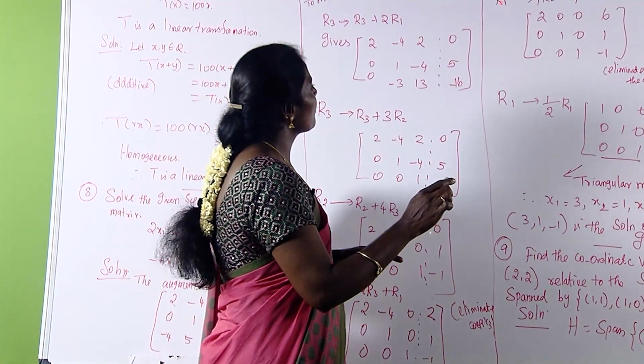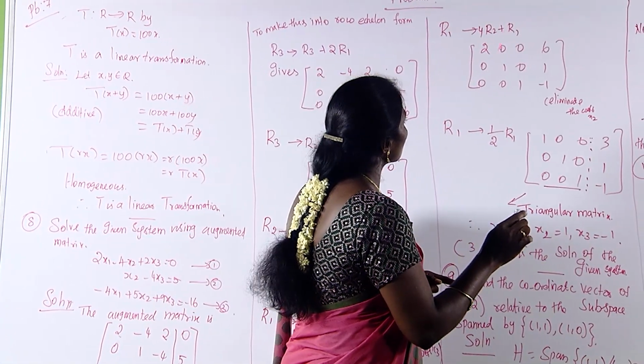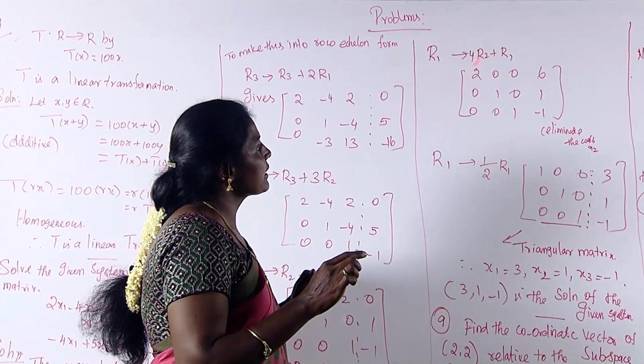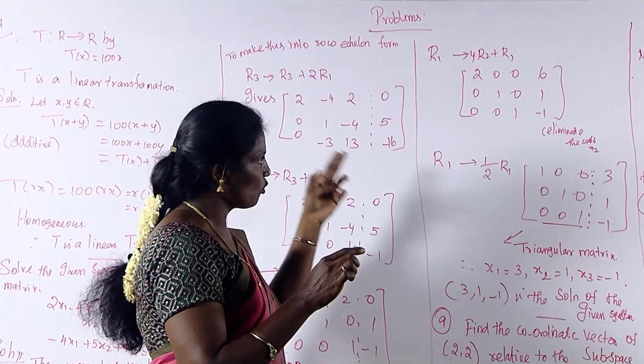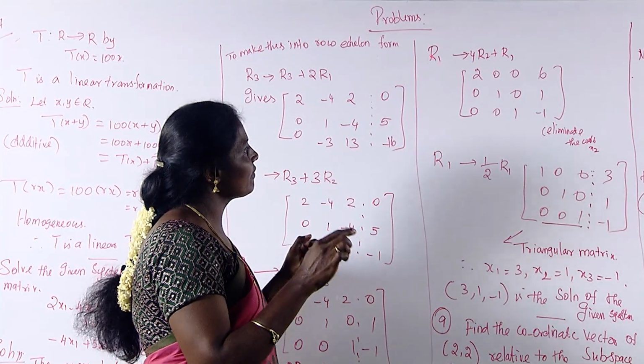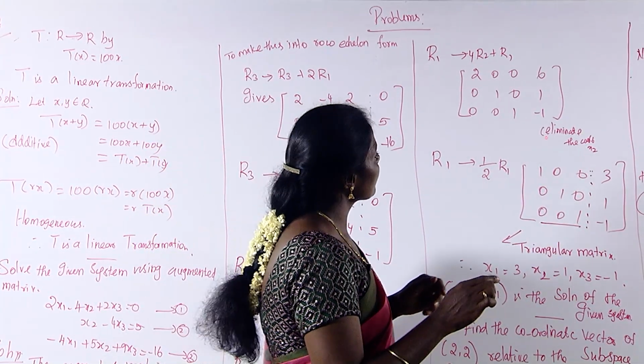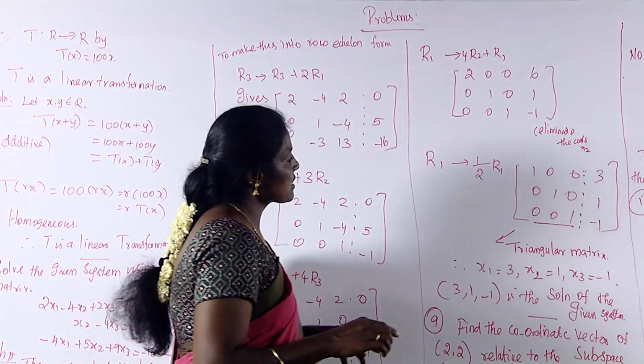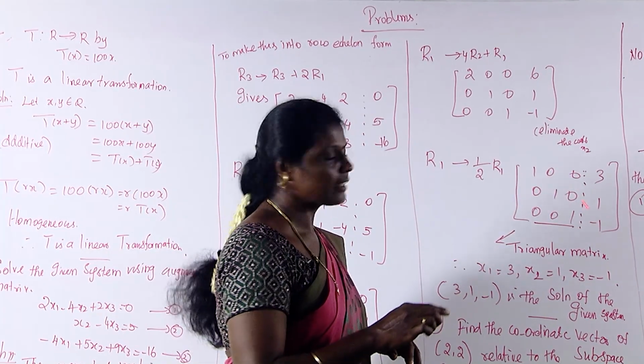And another operation, R1 equal to 4R2 plus R1. Here also we can multiply the entries of R2 by 4 plus addition of R1, we can get R1. So, here we are going to eliminate the coefficient of x2. So, what is the purpose of this? It means we get a triangular matrix here.